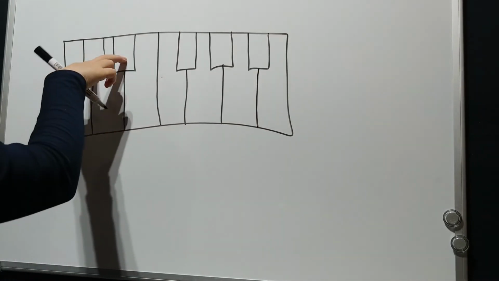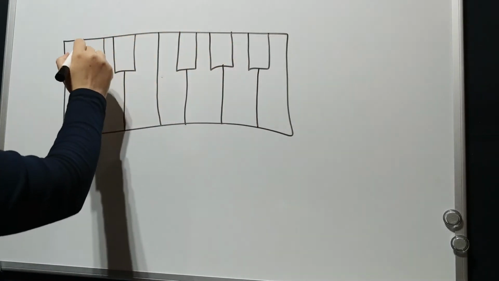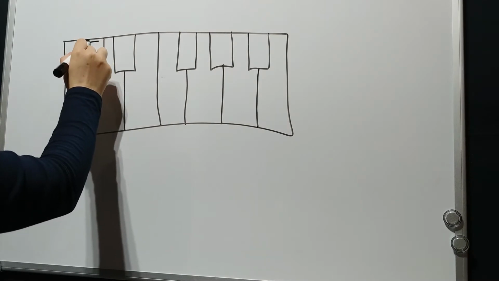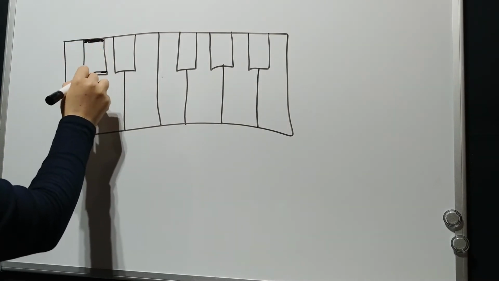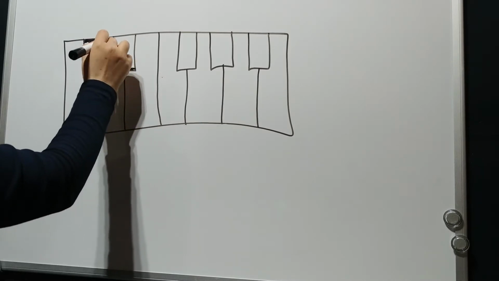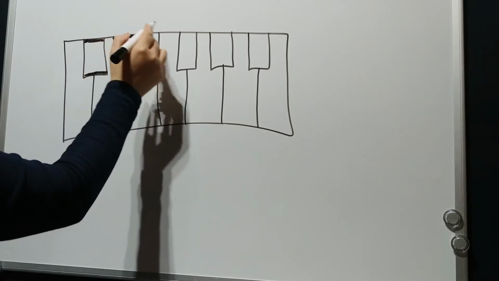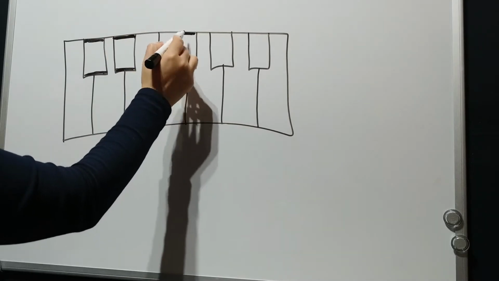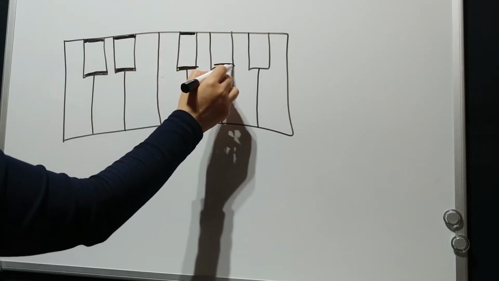So these are 2 black keys, 3 black keys, and I'm just going to color it over here so you have a better idea. I'm going to leave some space blank so that I can put the name of those notes. Okay.